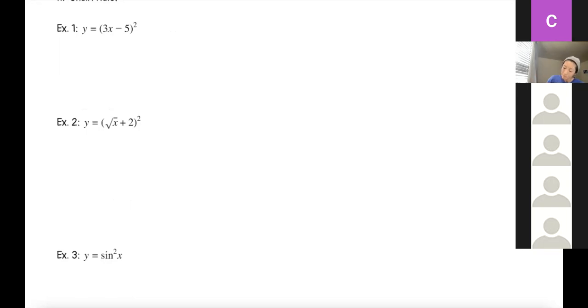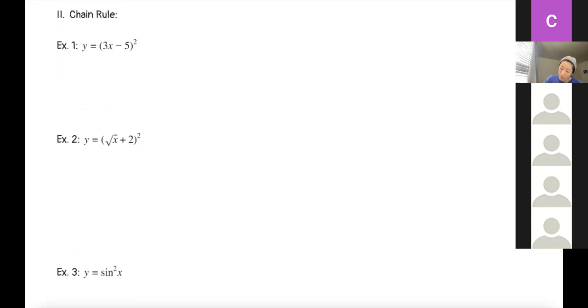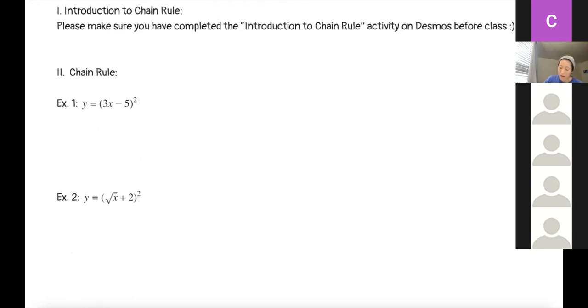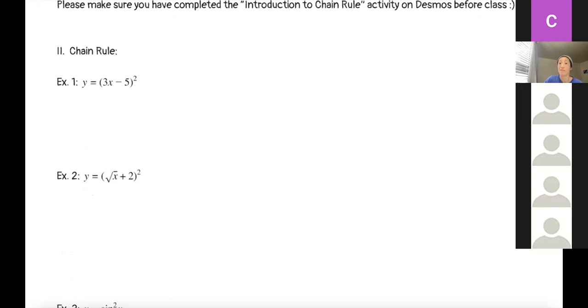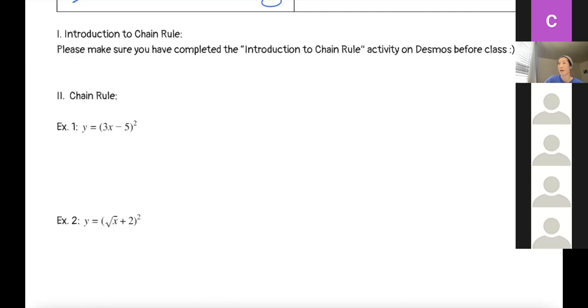Now, one of the things that we saw in the very last slide on Desmos is that you got the chain rule, the actual rule for that. Anybody happen to have that written down? What is this chain rule?